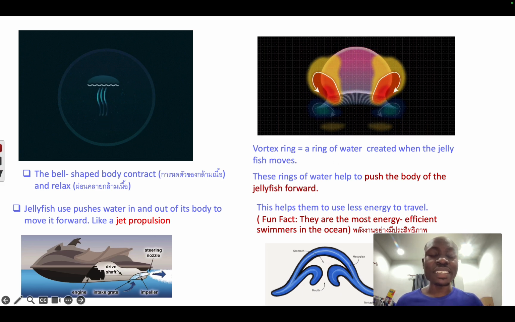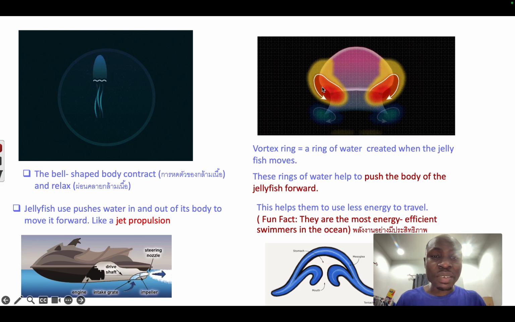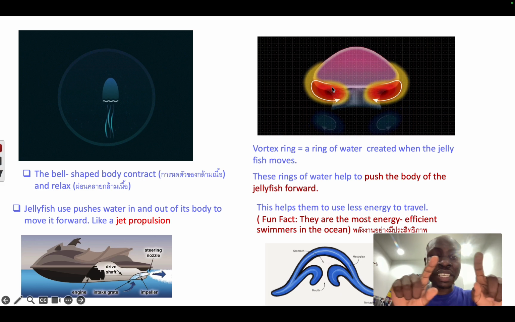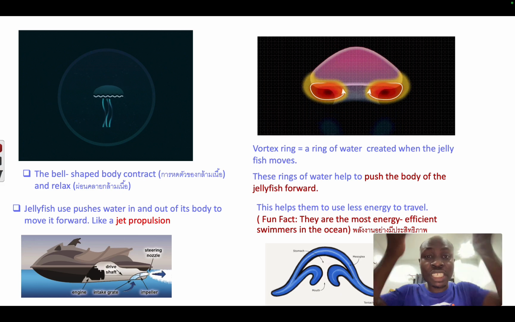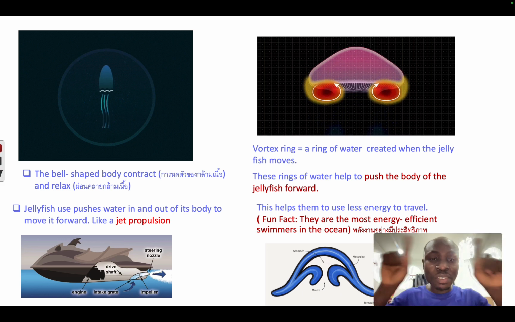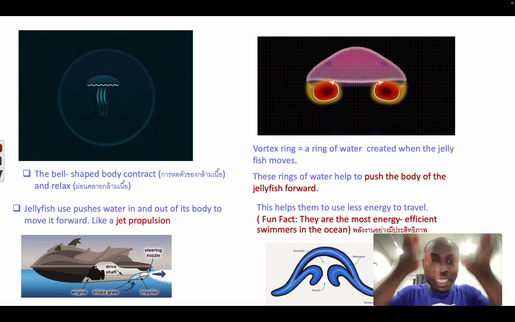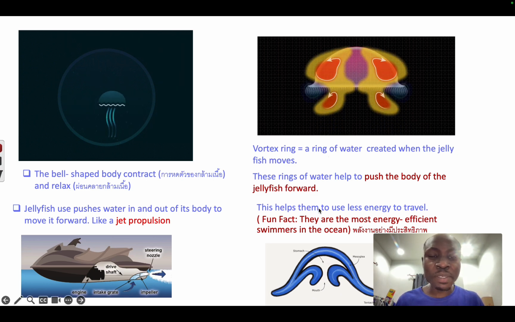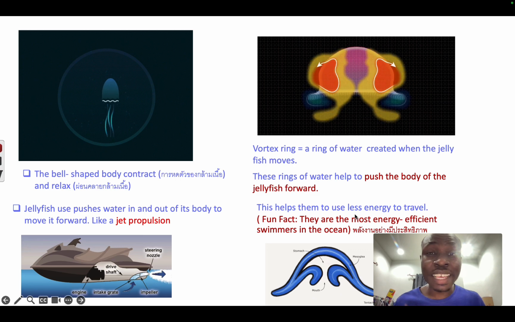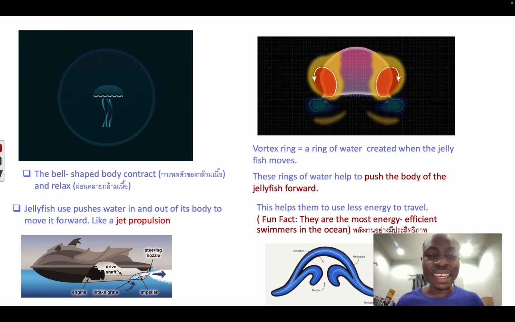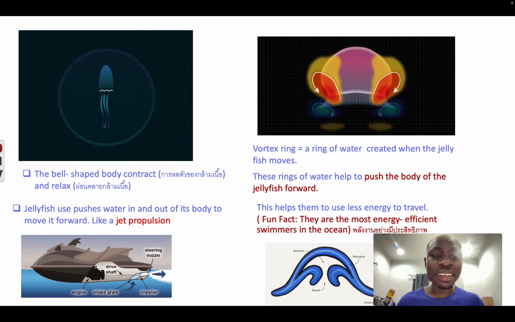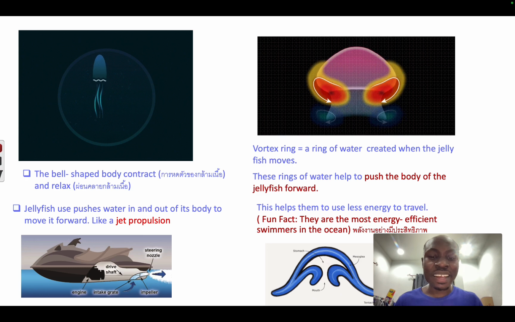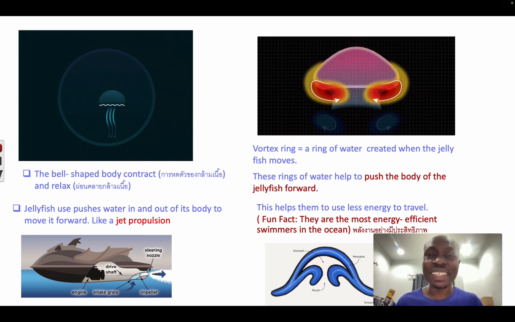Now, these rings, you can see in this picture, they can move in a circle and then move into the body of the jellyfish and push it up. So it goes round and then into the body and pushes it up. And this is very important because it helps the jellyfish to use less energy to move. Because of this, they are very energy efficient when they move. In fact, they are the most energy efficient swimmers in the ocean.